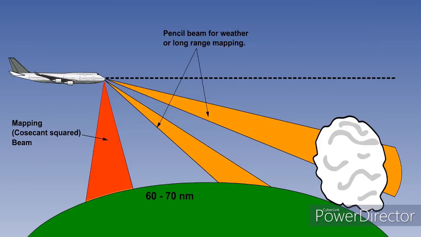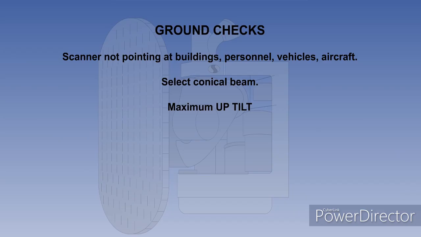The map mode gives a cosecant squared beam, which is fan-shaped, out to 60 or 70 nautical miles. It shows large areas of ground ahead of the aircraft. For ground mapping at greater ranges, the conical beam should be used. When checking the equipment prior to flight, check that the scanner is not pointed at buildings, personnel, vehicles and aircraft. Then select conical beam and maximum up tilt.